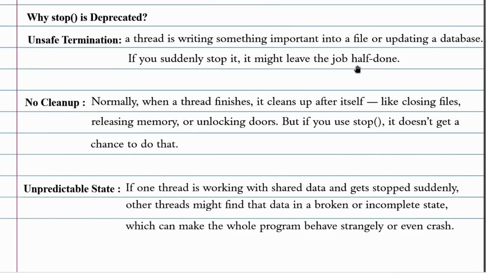Suppose a thread is performing some task like updating a file in the database, and suddenly you stop the thread. So it might transfer half the data only in the database and the rest of the data will not be stored. So it might be lost. So if we use the stop method, unsafe termination can happen.